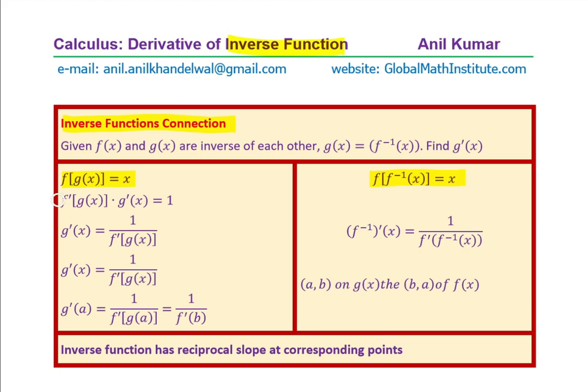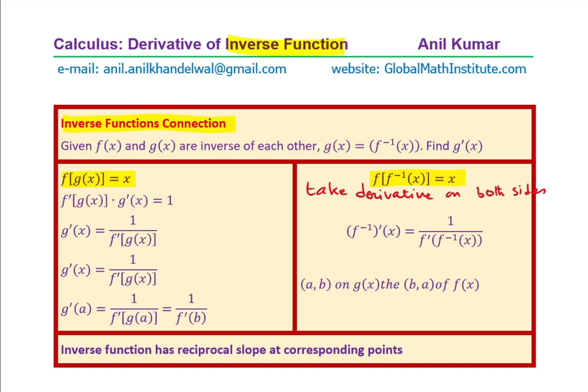Now, if I take the derivative on both sides, applying the chain rule, we get that f prime of g of x times the derivative of g of x is equal to 1, because the derivative of x is 1, right? So this is what we get if we take the derivative on both sides with respect to x, right? So you get this expression.